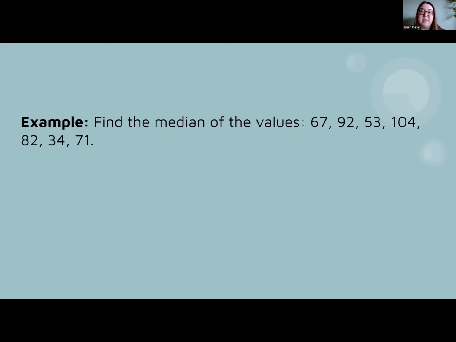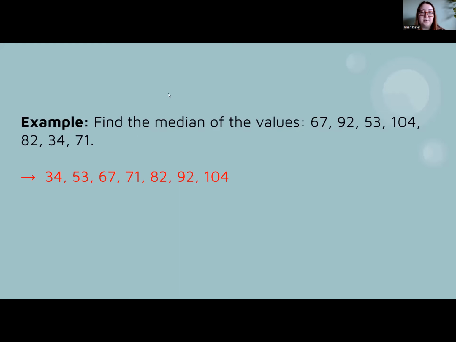So together we're going to find the median of these values: 67, 92, 53, 104, 82, 34, and 71. We said to find the median, we need to rearrange our numbers from least to greatest or greatest to least. So let's order them from least to greatest. By rearranging, we end up with 34, 53, 67, 71, 82, 92, and 104.